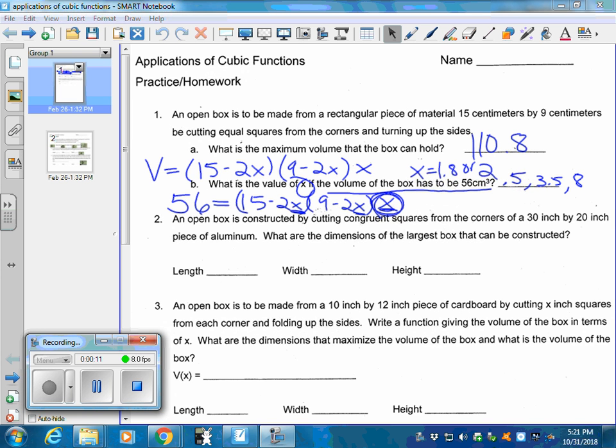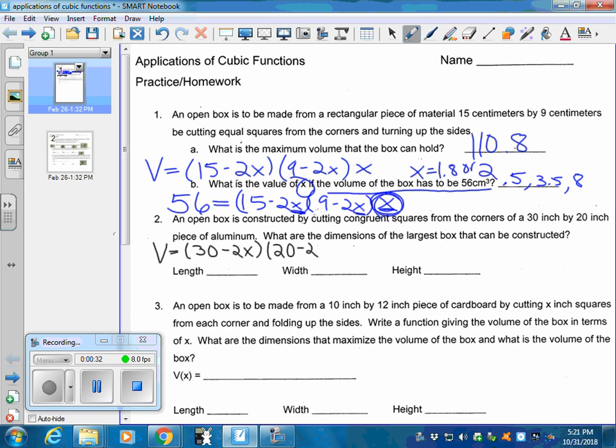I'm going straight to number 2. An open box is constructed by a 30 by 20 inch piece of aluminum. They want to know the dimensions, so we have to find the maximum volume. So you're going to set up your function. V equals 30, take away the corners, which is minus 2x, the 20 minus 2x, and then multiply by the height of x. Put that in your y equals.